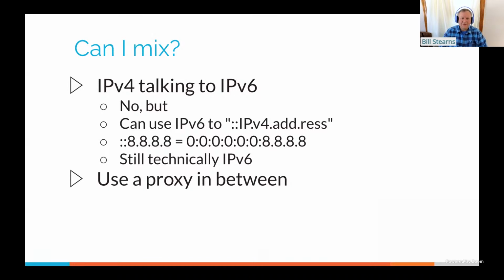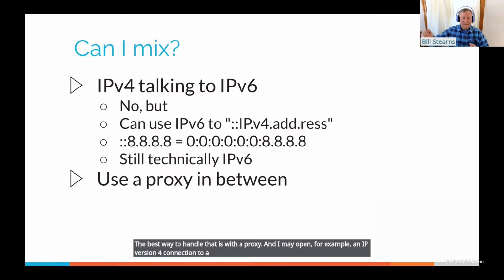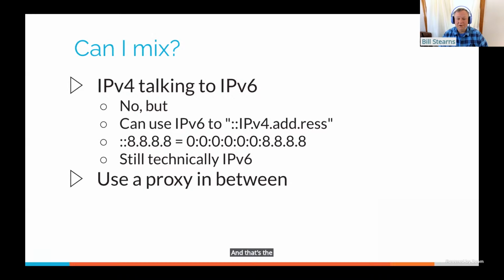The best way to handle that is with a proxy. I may open, for example, an IP version 4 connection to a web proxy. And I tell that web proxy, I would like you, please, to open up a fresh connection on IPv6 to this IPv6 only machine way out on the internet. And that's the way that you handle communication when you don't have addresses available.